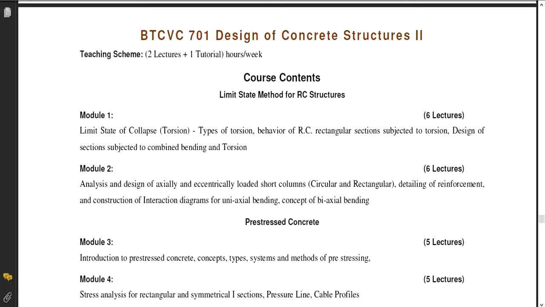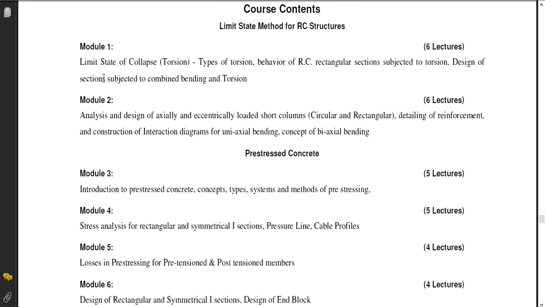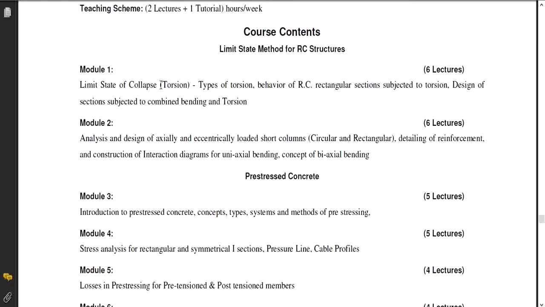This tutorial is about design of concrete structure 2, lecture number 7. In previous sessions, we have studied module number 1, that is limit state of collapse. Types of torsion and behavior of rectangular sections subjected to torsion we have studied. Design of sections subjected to combined bending and torsion also we have studied, along with a few examples on this. Today we are going to start with module number 2.